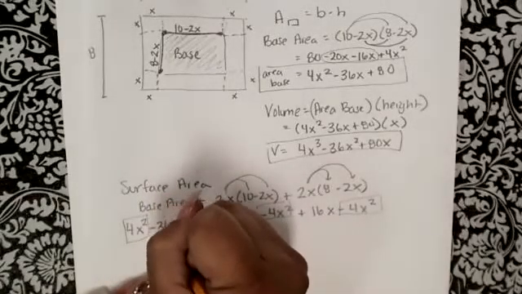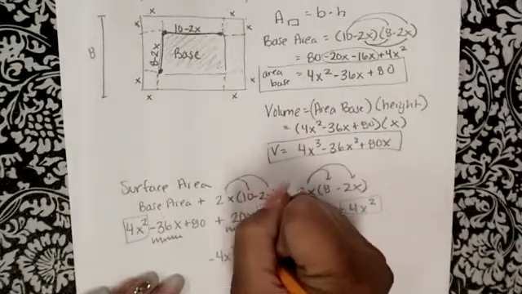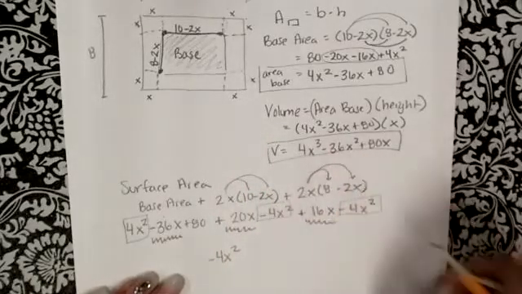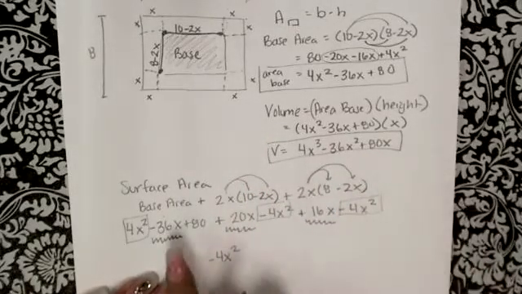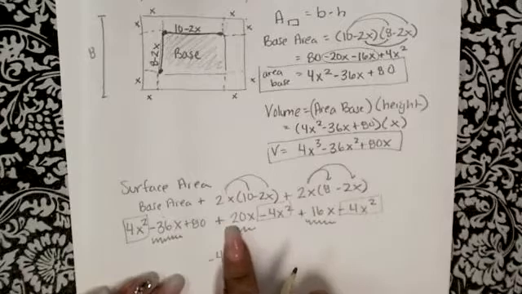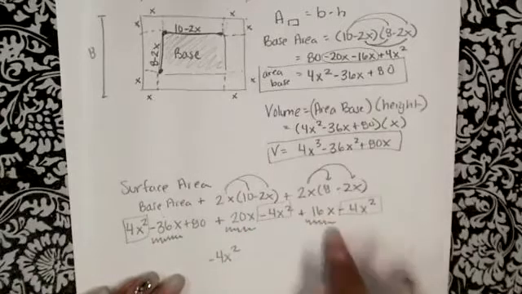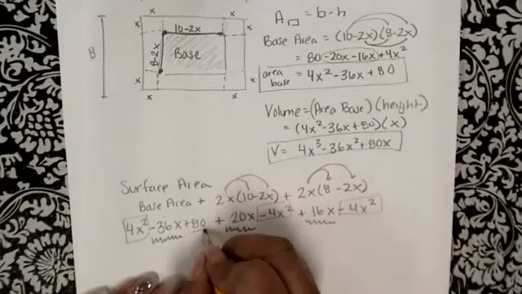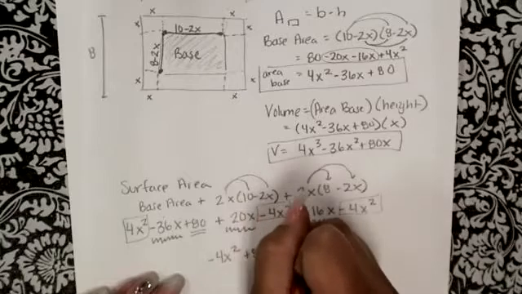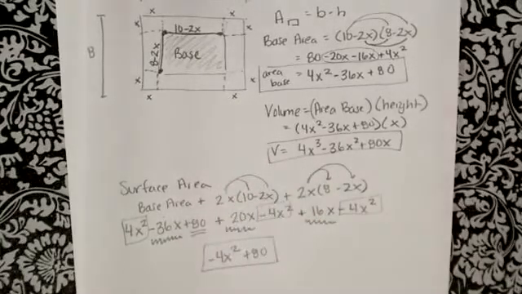Next, I have the negative 36x plus 20x plus 16x. So negative 36 plus 20 is negative 16, and the negative 16 plus 16 cancels out. And then the last thing I have is a plus 80. So that's for the open box problem. And that concludes our notes.